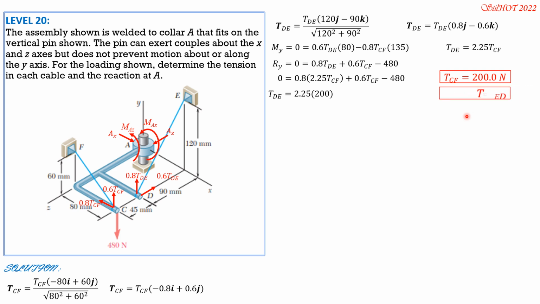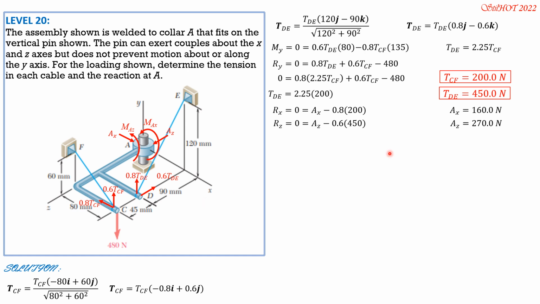Then tension DE, 2.25 of 200, is equal to 450 newtons. Then Rx equals 0 equals AX minus 0.8 of tension CF, which is 200. So AX is equal to 160 newtons. Then Ry is 0, so Ay is 0. There's no resistance along Y. Then Rz equals 0, so we have Az minus 0.6 of tension DE, which is 450. So Az is equal to 270 newtons.